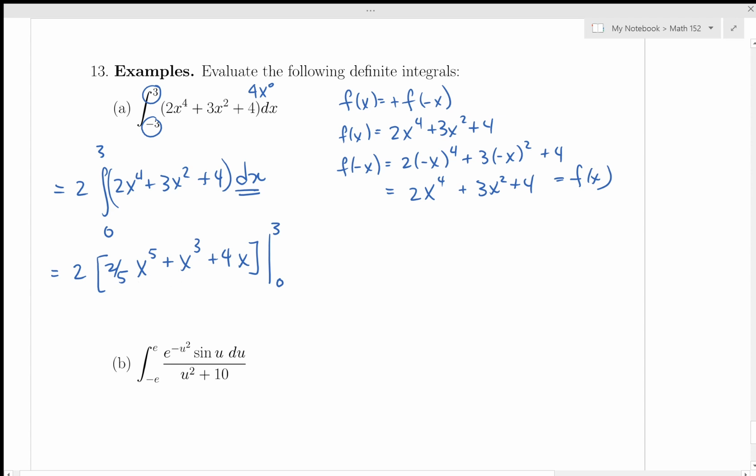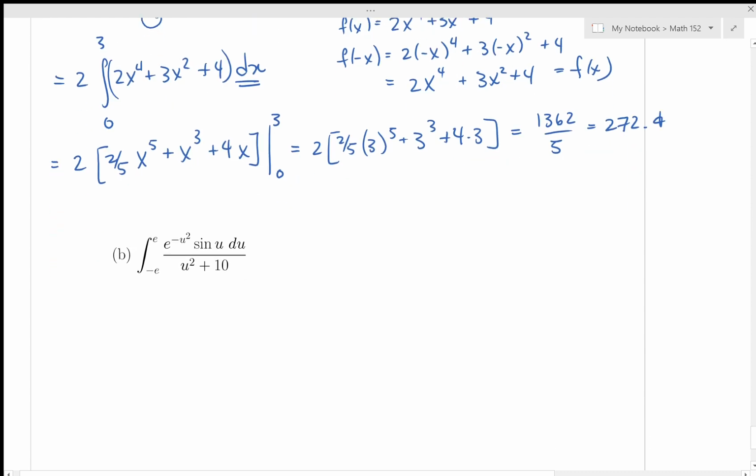They're all just 0. Now, if I had not done this, I would have to evaluate them all at 3 and all at minus 3. And then that's just a huge amount more arithmetic. So now it's arithmetic. It becomes 2 times 2/5 3 to the 5th plus 3 cubed plus 4 times 3. Okay, you can use a calculator or plod through on this. I got 1362 over 5, which is 272.4.